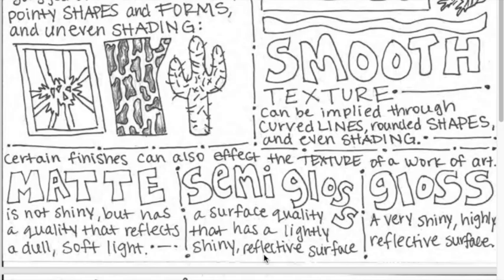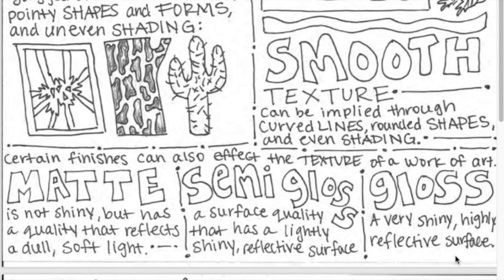Down here, it says certain finishes can also affect the texture of a work of art. Matte is not shiny, but has a quality that reflects a dull, soft light. So think of like matte photos, or like the tables in the art room are matte. They're not shiny. They've got kind of that non-reflective surface. Semi-gloss is the surface quality that has a light, shiny, reflective surface. So that would be like the paint on the bricks at school. The bricks have a semi-gloss texture to them. They're a little bit shiny, but not super shiny.